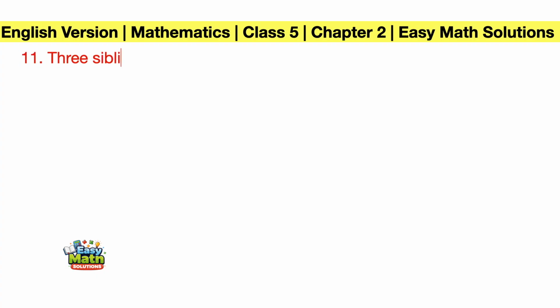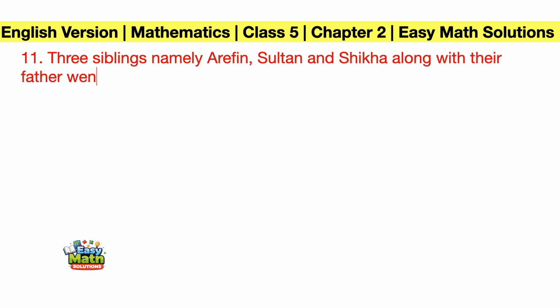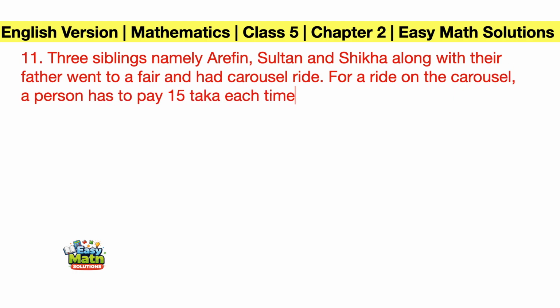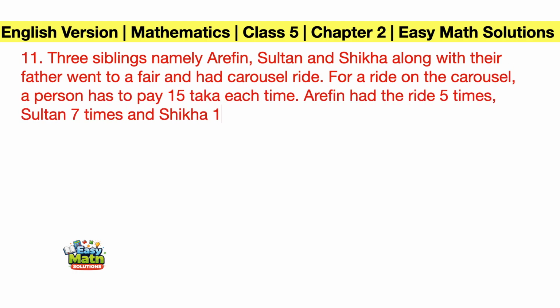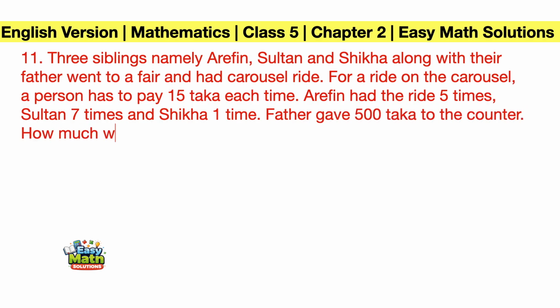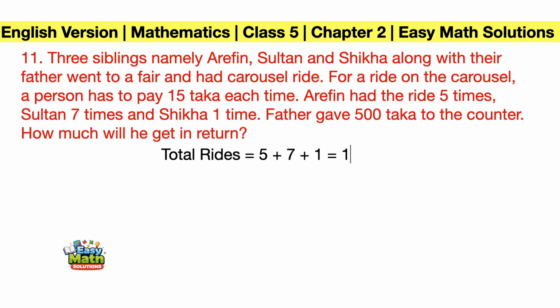Number 11. Three siblings named Arifin, Sultan and Shikha, along with their father, went to a fair and had a cursor ride. For the ride itself, per person has to pay 15 taka each time. Arifin had 5 times, Sultan 7 times and Shikha 1 time. Father gave 500 taka to the counter. How much will be returned?